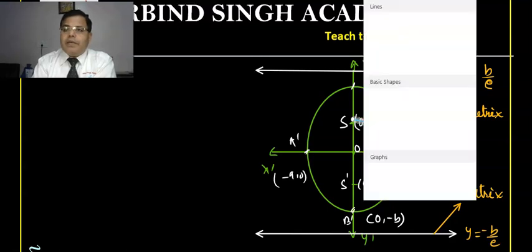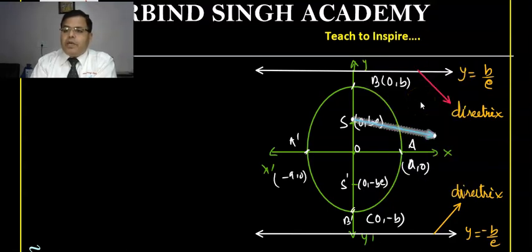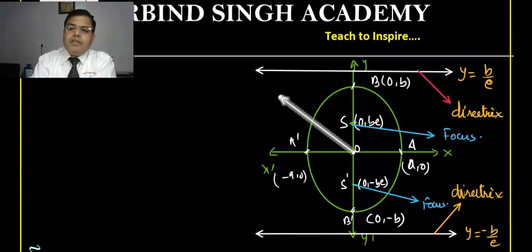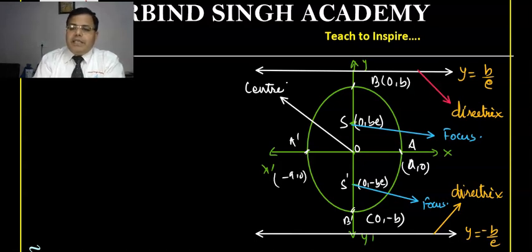So these two are foci, plural of focus, and this one is the center, the center of the ellipse. Now the major axis is BB'.